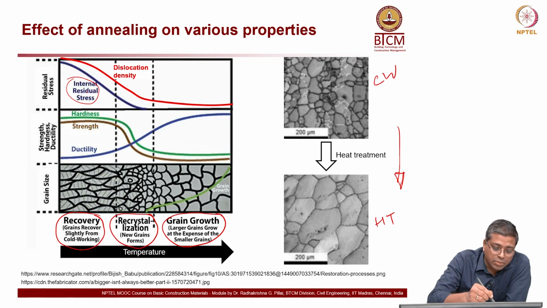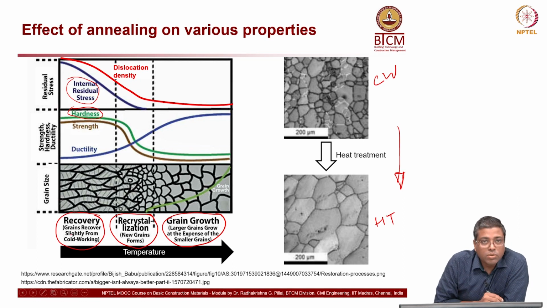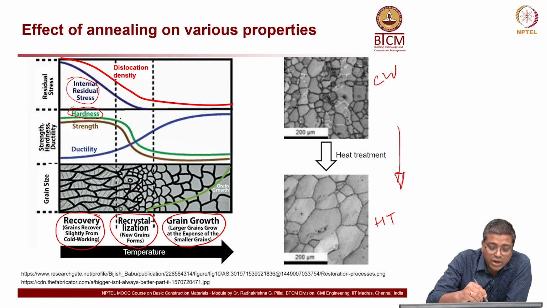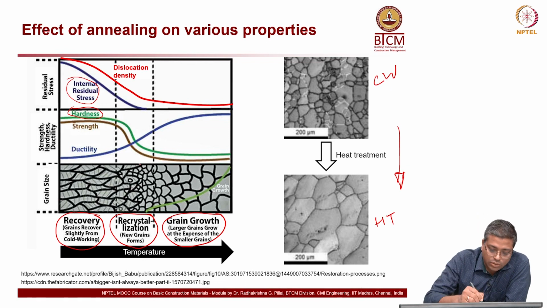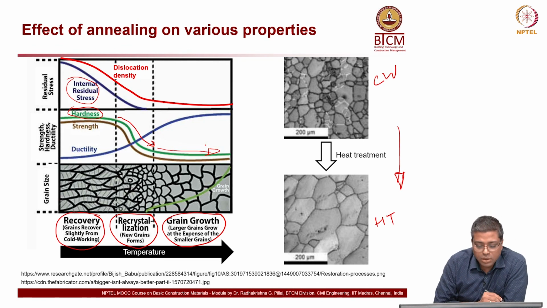Now, look at the major property, which is hardness. Hardness in the beginning, the cold work stage. For some time there is no change, but when the recrystallization happens, definitely the hardness is decreasing. You can see here the hardness in this region is decreasing, the green graph is going down, and then it remains kind of stable after that.